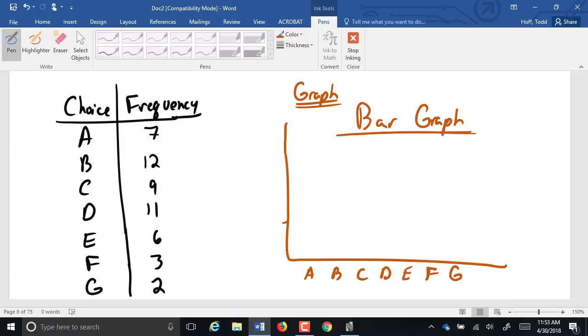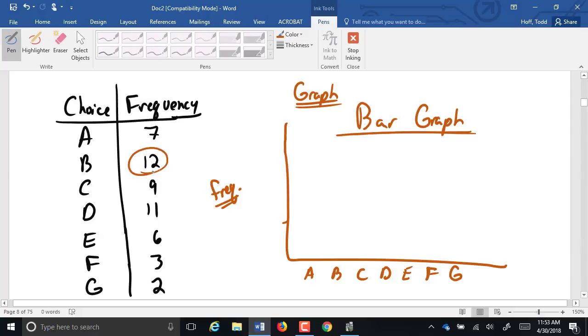Now, as I number my frequency here, I have to make sure I go up to at least as far as the largest number. I look through here and I see the largest number looks to be 12. So I have to make sure I go at least to 12 on my number scale here. Now here I was able to number by ones, but if you had larger frequencies, you don't have to number by ones. I'll show you an example of that in a little bit.